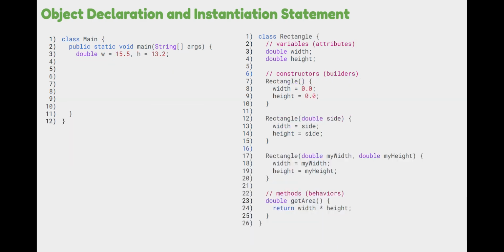Here we have another class. This is our rectangle class. This rectangle class has three constructors, so you should try to write an object declaration and instantiation statement using each of these three constructors. So go ahead and pause the video, write your three constructors, and join us again. And so here you see an example of how those three lines of code might look.